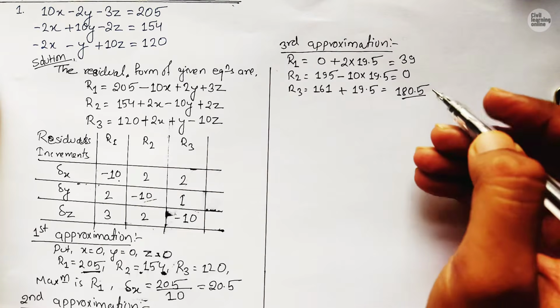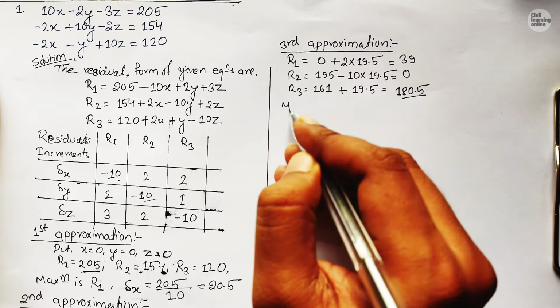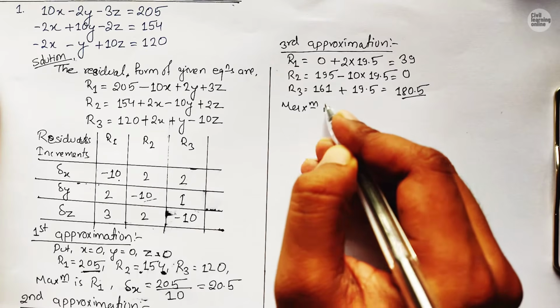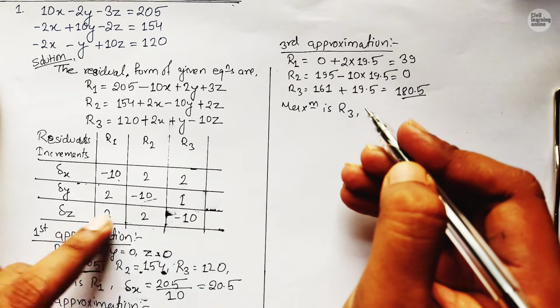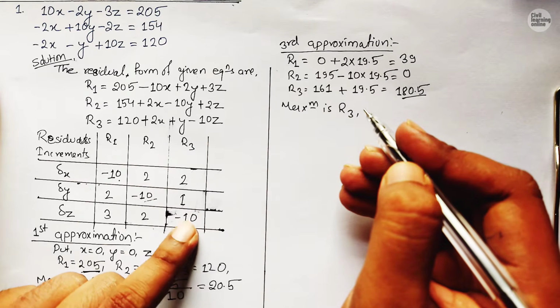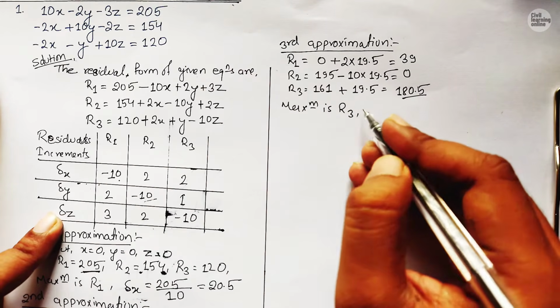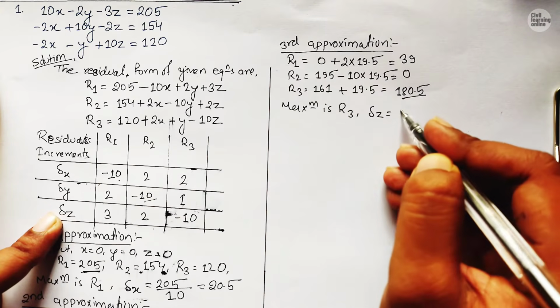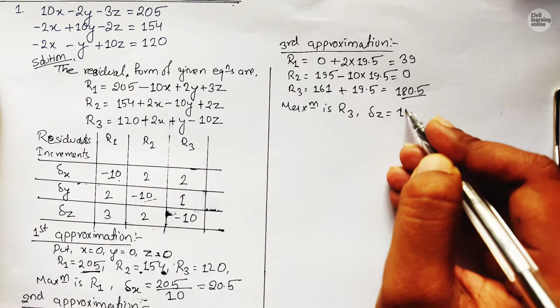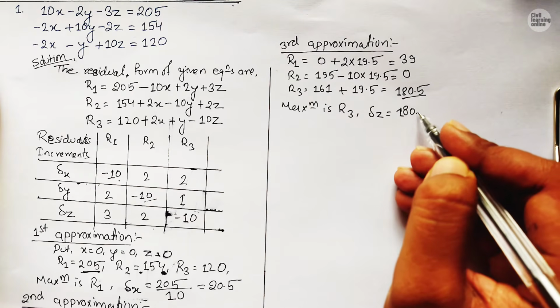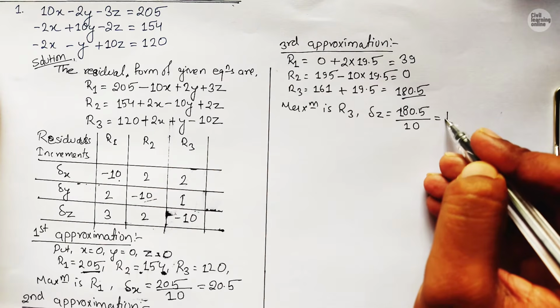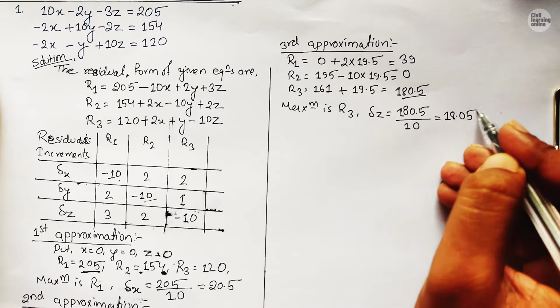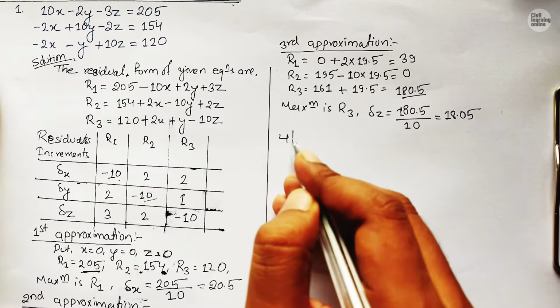The values are 39, 0 and 180.5. Again the maximum is 180.5, so we write maximum is R3, and corresponding to R3 the maximum is 10, which corresponds to del z. So del z equals 180.5 divided by 10, and we got 18.05. Now it is time for the fourth approximation.